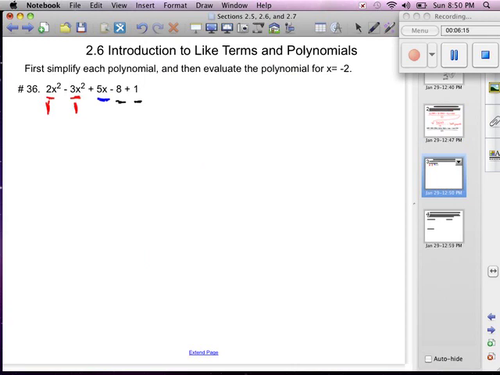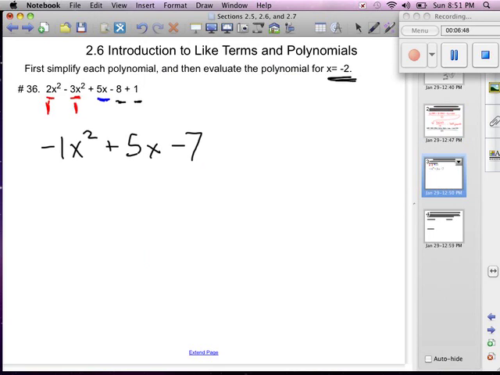What's 2 minus 3? So that's -1. That's how many x squareds we have. I'm going to leave that -1 there, but you don't have to. We are going to keep our plus 5x. We're going to leave that alone because there's nothing to add. And then at the end, our -8 plus 1 is going to become -7.